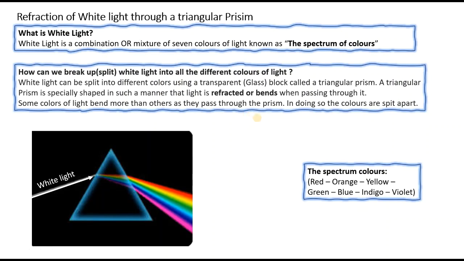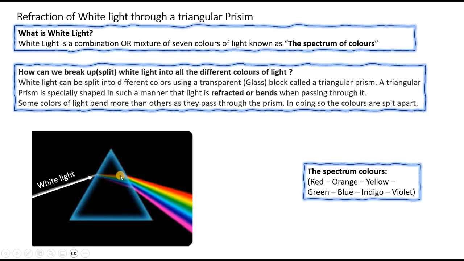White light can be split up into different colors using a transparent glass block, triangular in shape. You can see here at the bottom, this glass block is triangular in shape, and we call it a triangular prism. It's specially shaped in such a manner that light is refracted or bends when passing through it in a special way. Some colors of light bend more than others as they pass through the prism, and in doing so, colors are split apart. You can see white light enters here, and at this boundary we get refraction.